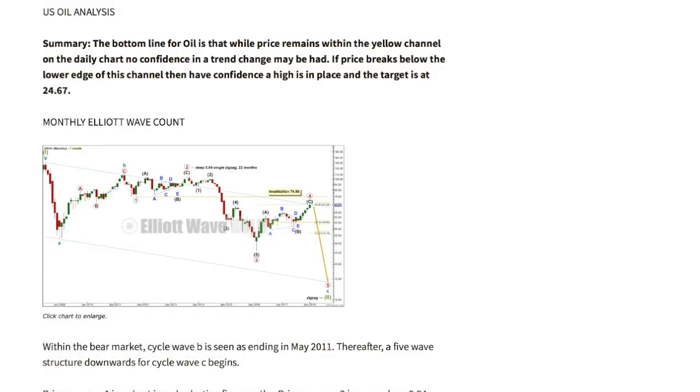The bottom line for oil is that while price remains within the yellow channel on the daily chart, although it looks like we have a high in place and a possible trend change, we don't have confirmation of that, and so we can't have confidence at this stage in that wave count. It does have support from classic analysis though. If price breaks below the lower edge of the channel, then we can have confidence the high is in place and the target is at 24.67.